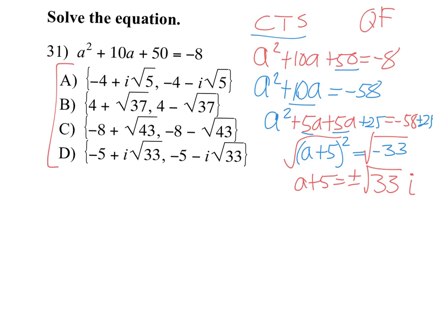And already you might say, Mr. Carlson, that looks like it's going to be D, and you'd be right. But just to finish this up, we're going to subtract 5 from both sides and get a is equal to negative 5 plus or minus the square root of 33i.